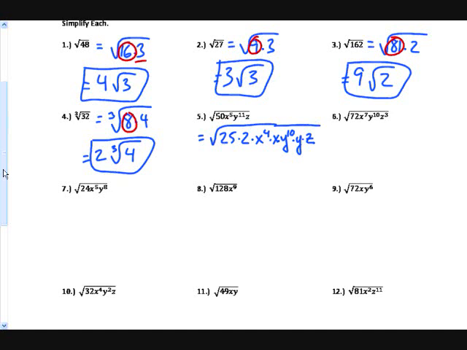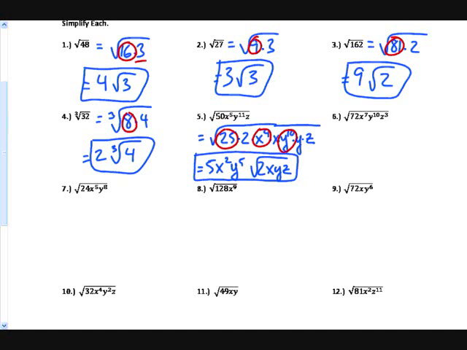So now I take the square root of each perfect square. The square root of 25 is a 5, which goes to the outside. It's a changed number on the outside. The square root of x to the 4th is an x squared. It's a changed variable on the outside. The square root of y to the 10th is y to the 5th. And that's it. That's all I can take the square root of. So I'm left with the 2, the x, the y, and the z underneath. And that's all there is to it.